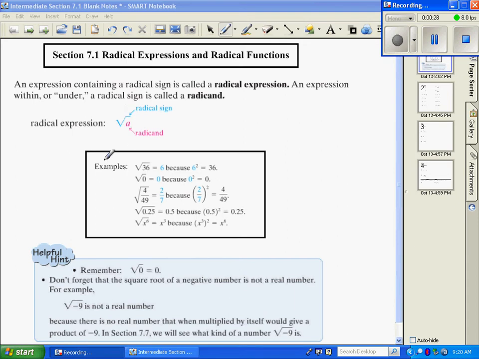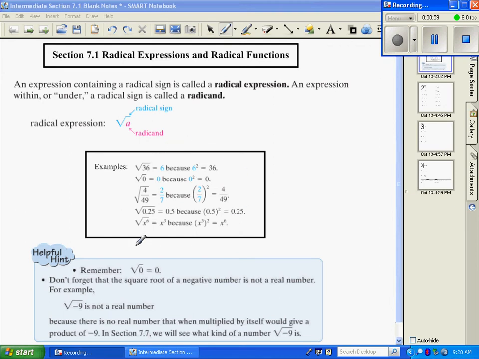We want to look at a few examples to get an idea of how this works. We have the square root of 36 equals 6 because 6 squared equals 36. Square root of 0 is 0 because 0 squared equals 0. And so on and so forth. As you read through each of these examples, we can see that squares and square roots are inverses of each other, kind of like they undo each other, like addition and subtraction are inverses.